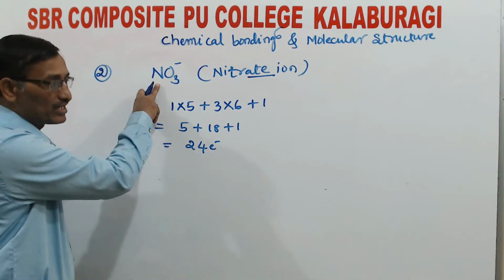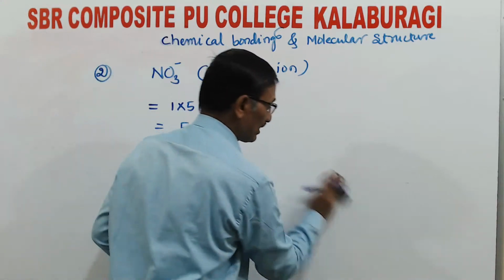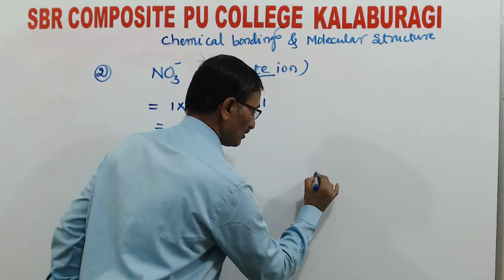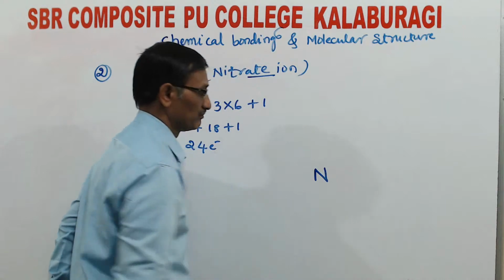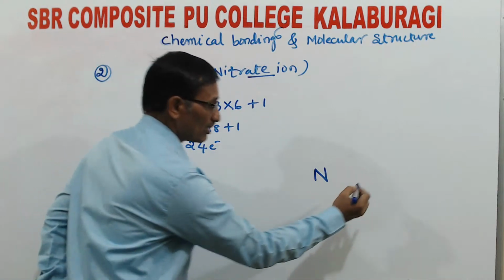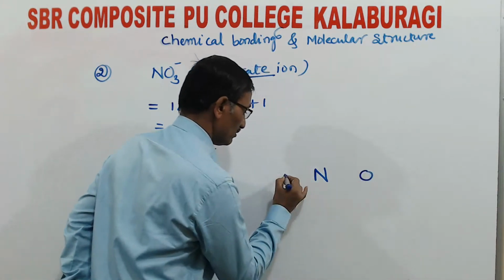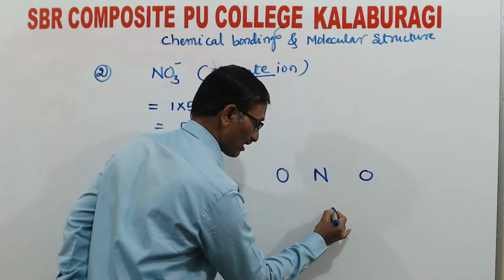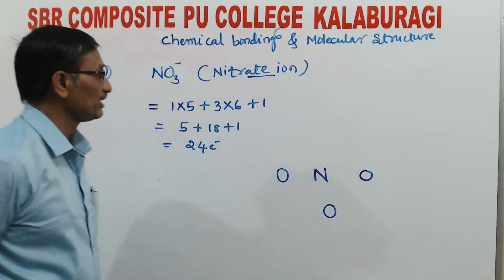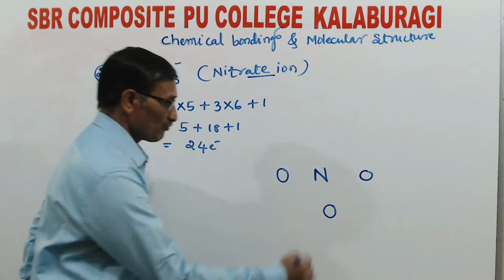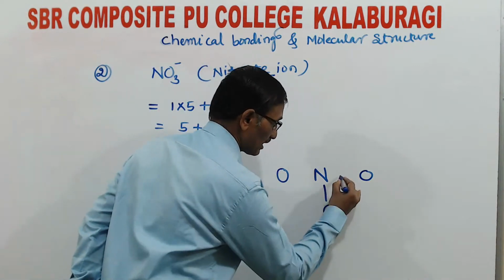Again you came to know the central atom is the nitrogen atom. Let us see here. Nitrogen atom I will write. Now I will take 3 oxygen atoms, I wrote. Now if you are forming the first single bonds.